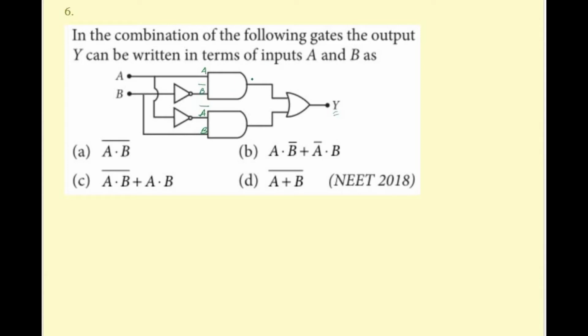So this is the AND gate, and it will become A dot B bar, and here it will become A bar dot B, and it is an OR gate here. So the OR gate just adds, so I am writing it here, Y equals A dot B bar plus A bar dot B. So it resembles one of the options, yes, it resembles this, so option B will be our correct answer.